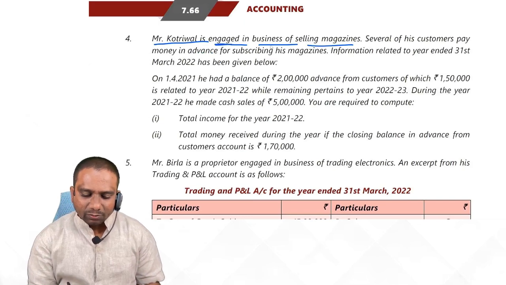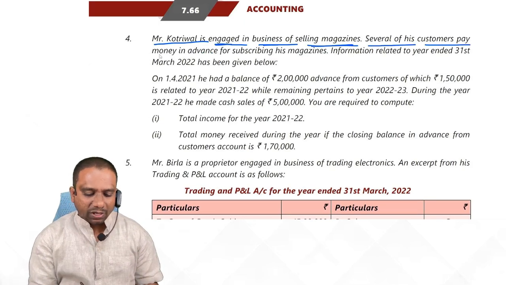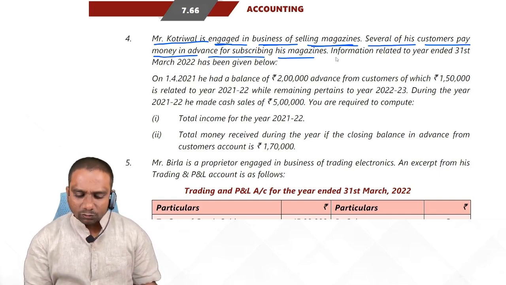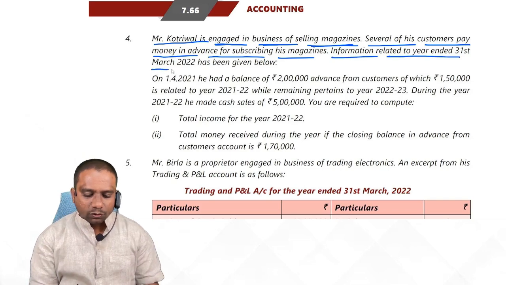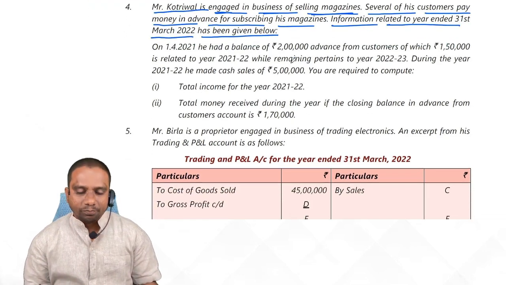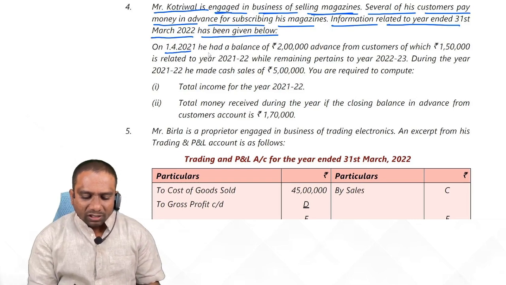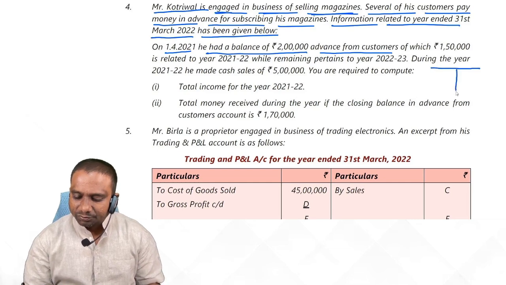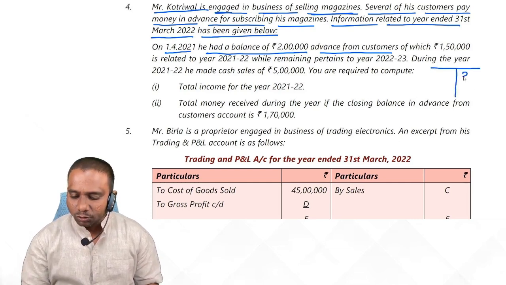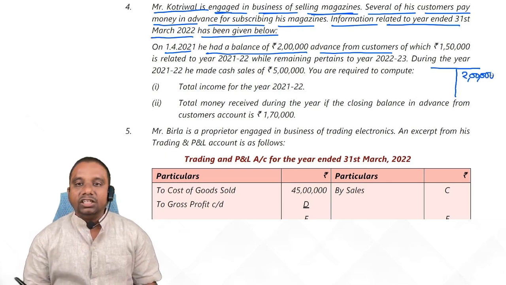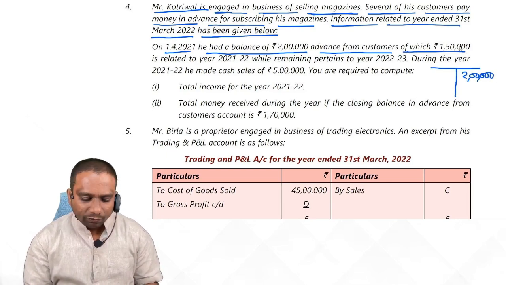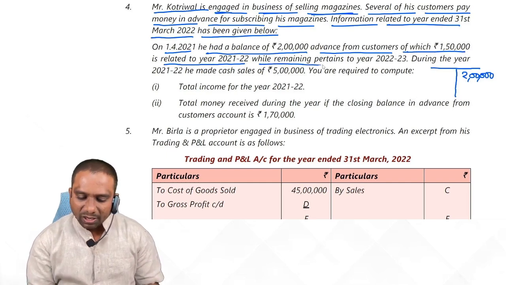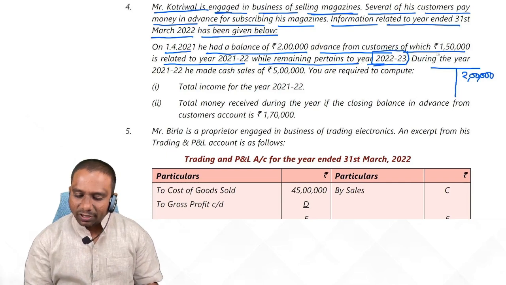Mr. Kotriwal is engaged in business of selling magazines. Several of his customers pay money in advance for subscribing to his magazines. That means some advance money we receive. Information related to the year 31st March 2022 has been given below. On 1st April 2021, he had a balance of 2 lakh in advance from customers account. If I prepare this account, it shows a credit balance, so 2 lakhs. Of which 1,50,000 is related to 21-22, the current year, while the remaining pertains to the year 22-23.